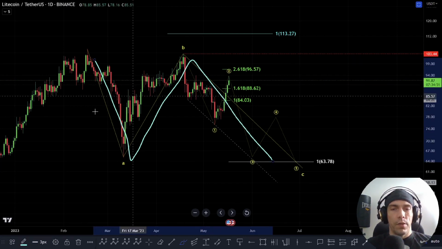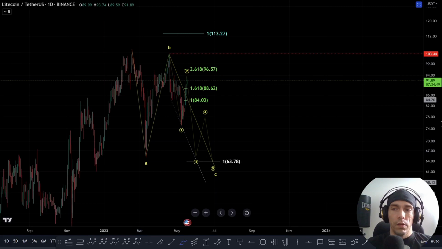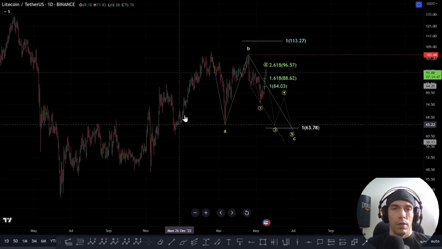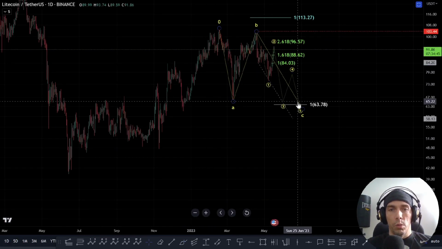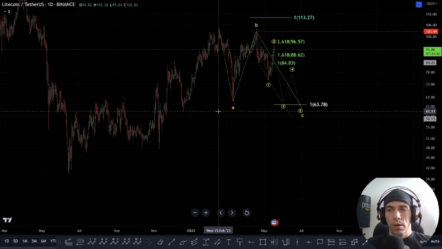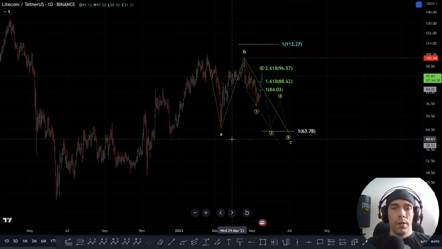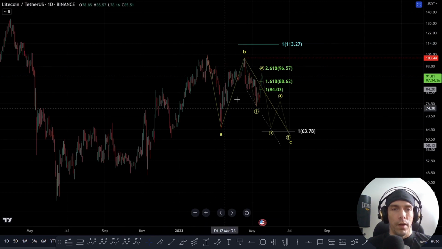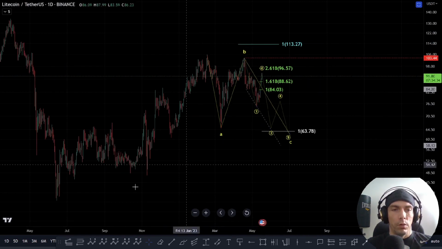Now, if we form this as a flat correction, this could still tie into that idea that this could then be a wave 1, this all would be a wave 2, provided that we stay above 61.11. If we lose 61.11, then it would be more likely that we've actually completed into this high and that we're going to look to break down.